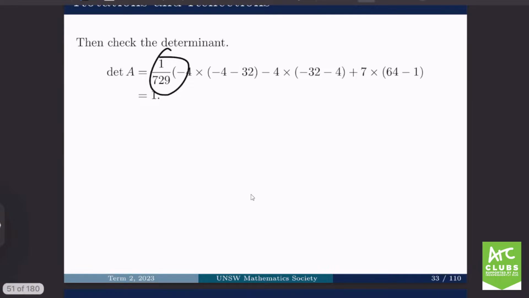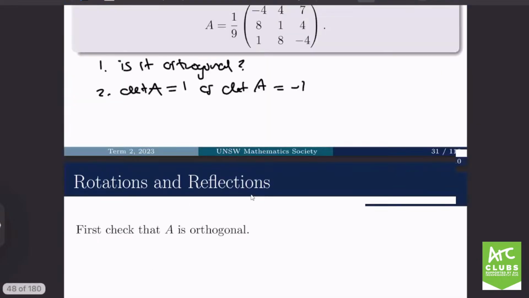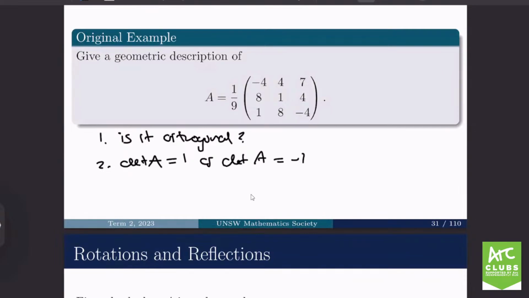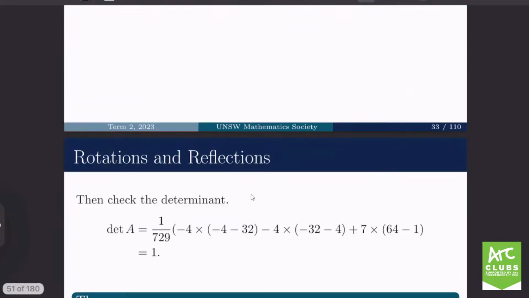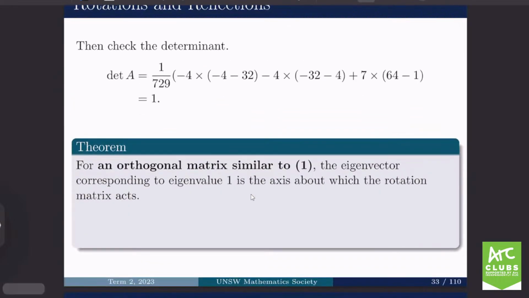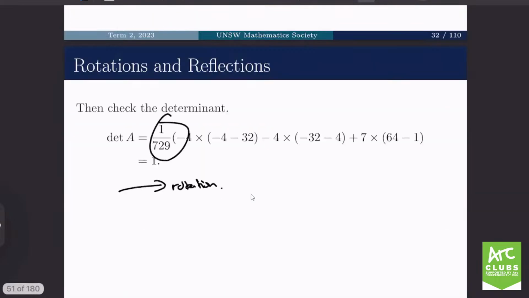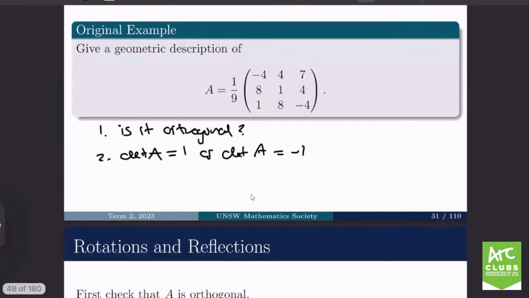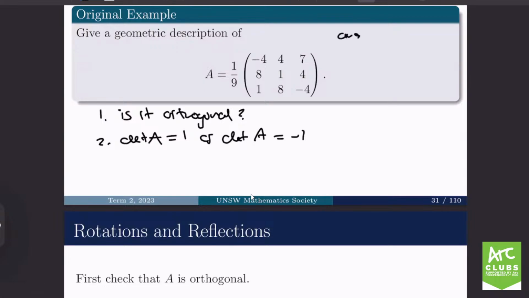If you see this 1 on 729, it's because, remember, we're multiplying each of these rows by 1 on 9, and so the determinant will have a factor of 1 on 9 cubed out the front. Because the determinant is 1, then it must be a reflection. So a rotation, my bad. Rotation. And so for us to give an actual geometric description, what we really should find is the angle of rotation, how much it rotates by, and the axis of rotation.